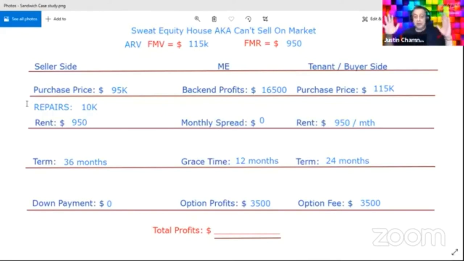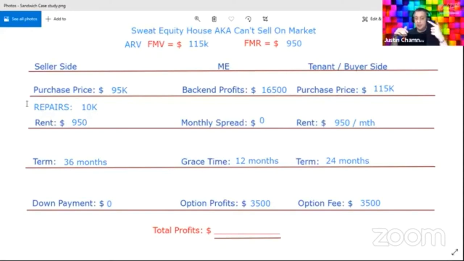Now, this is a win-win-win for me. To my estimation, this is a win-win-win. The homeowner wins because he gets to get out of this property at 95K, which is a number that he chose. He's happy with that. He gets to collect 950 a month, which I'm sure his payment is probably only about five something.